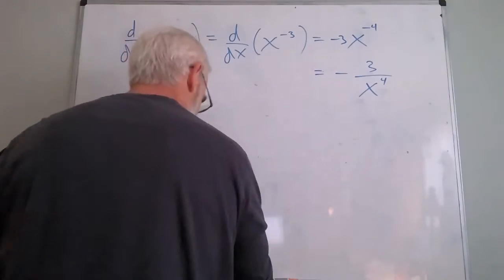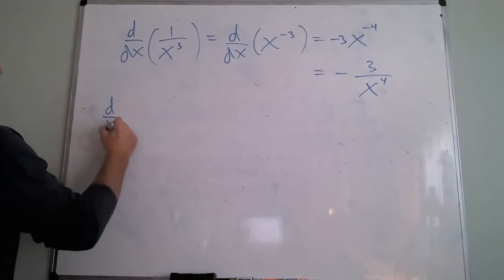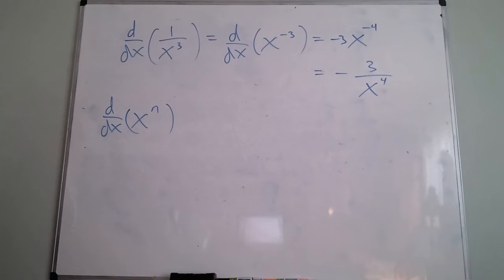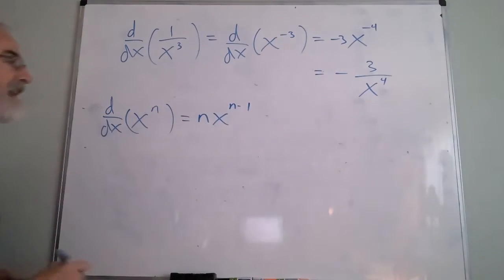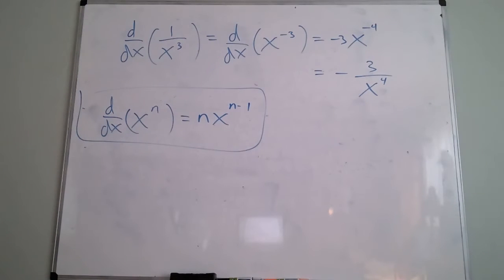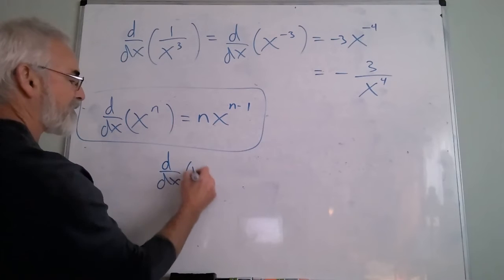So here's what I'm asking you to accept from this day forward. That the derivative of x to a power, no matter what the exponent, positive, negative, integer, fraction, square root, I don't care, it's n x to the n minus 1. This is an absolute formula now from this day forward. So I want you to differentiate the square root function.